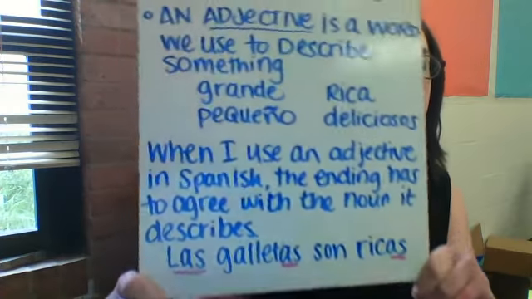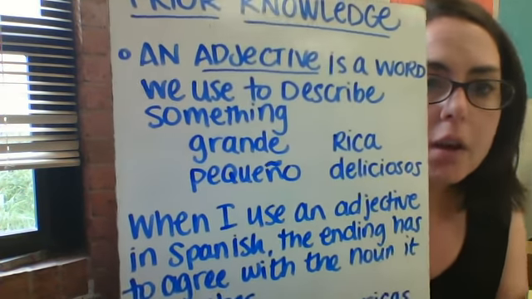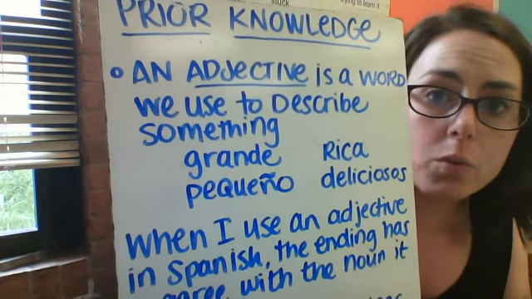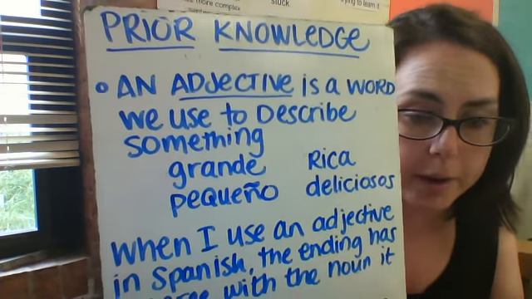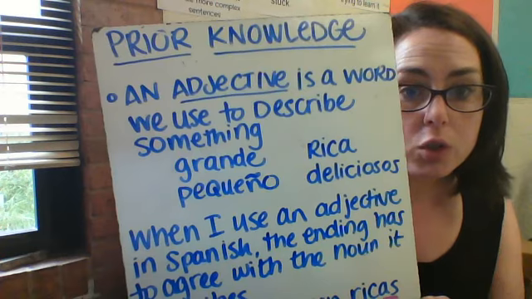So a little bit of background and prior knowledge of things that you should already know, because we are going to be using adjectives when we make comparisons. You should know that an adjective is a word that we use to describe something. Some examples: grande, pequeño, rica, deliciosos.